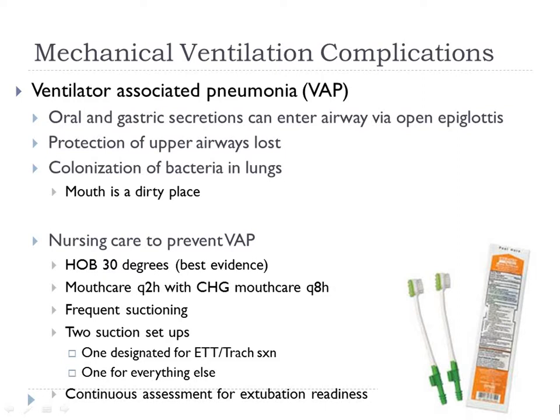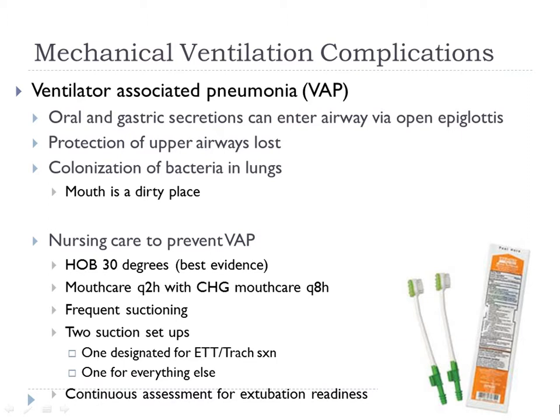And we want to have 2 because 1 suction setup is designated only for airway suction. The other one is for everything else. The mouth's very dirty. We suction strange things with Yankauers sometimes, so we don't want to contaminate the airway with those things. So the airway is, in theory, sterile, right? So we want to try to keep it as clean as possible.